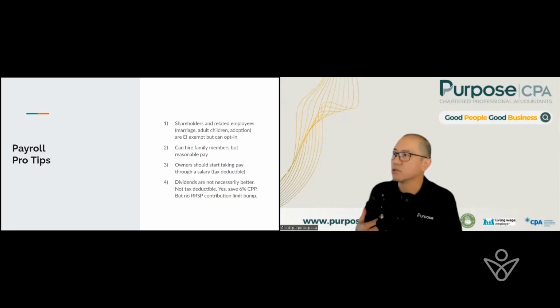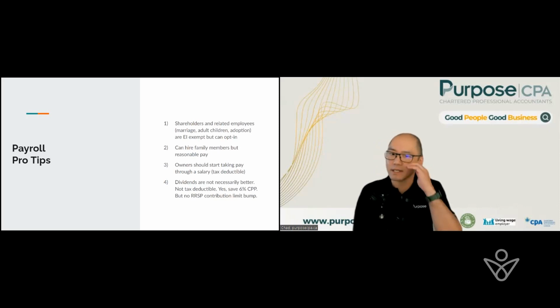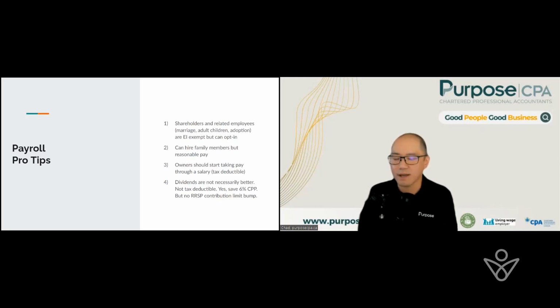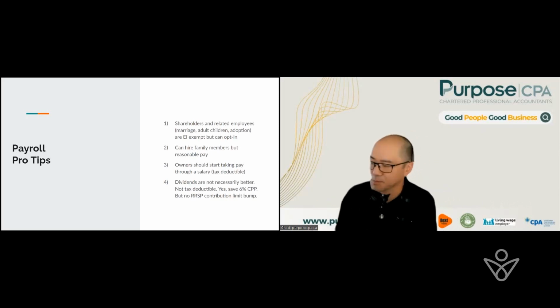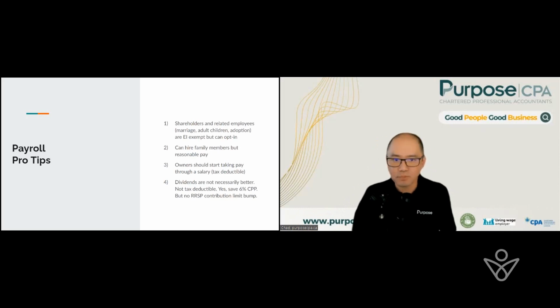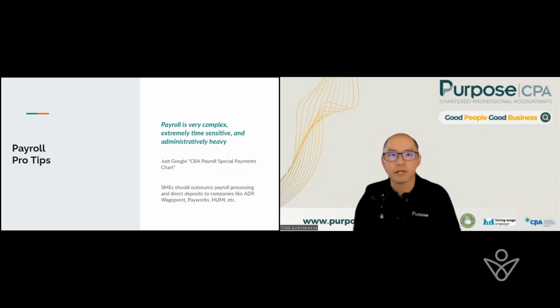Salaries are tax deductible. And yes, they are also RSP eligible too. So the salaries that I take in, you can also contribute into RSPs to manage the amount of taxes that you have to pay. So dividends are not necessarily better. They're not tax deductible. Yes, a company does save about 6% in CPP by paying dividends. But a limitation with dividends is that you can't contribute into an RSP and receive a tax refund, and it doesn't add to an RSP contribution limit fund. So some things to think about there.